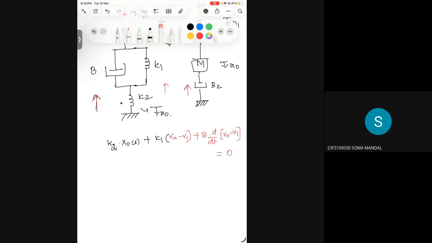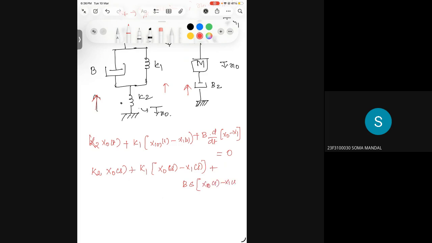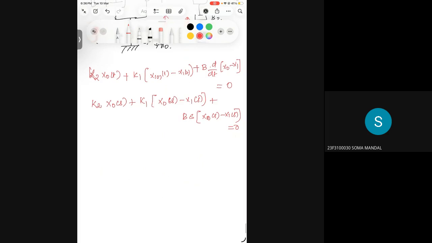I have mixed up everything here. Let's consider this as x of t so that it will be easy to consider the next step. So K2 into x naught of t plus K1 into x naught of t minus x1 of t, so that now everything is in the time domain. Now I'm going to consider this in the s domain, simply d by dt into s for simple terms, plus B s term will come, right? X naught of s minus x1 of s, same. Assuming zero initial conditions, this is your Laplace domain expression of the left hand side system.